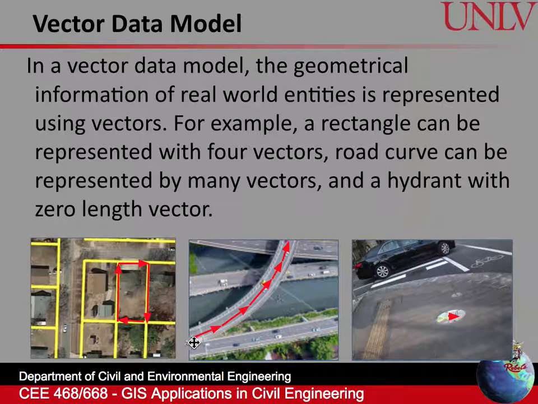Similarly, if we have a curve on the road, then that curve can be represented by many vectors connected back to back with each other. And if it's a feature such as a water hydrant on the ground, which does not have any length dimension, then we can think of this as a vector with 0 length. That is, the starting point of the vector and the ending point of the vector are the same.